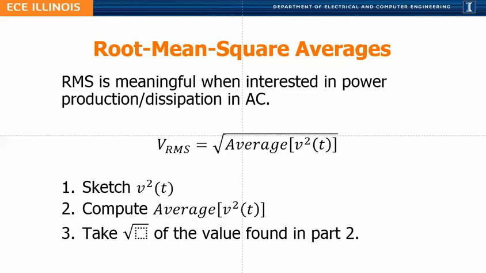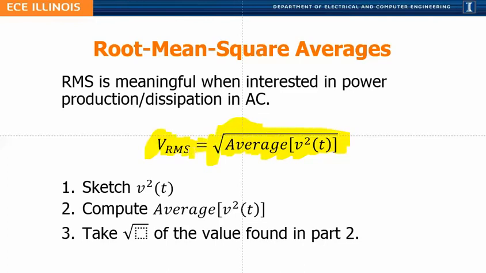Since power, say dissipated by a resistor, goes as the square of the voltage, if we want to relate voltage to power, we need to talk about the average of the square of the voltage. That would make more sense. But if we still want to have units of volts, not volts squared, we can take the square root of that, and that will be our VRMS.